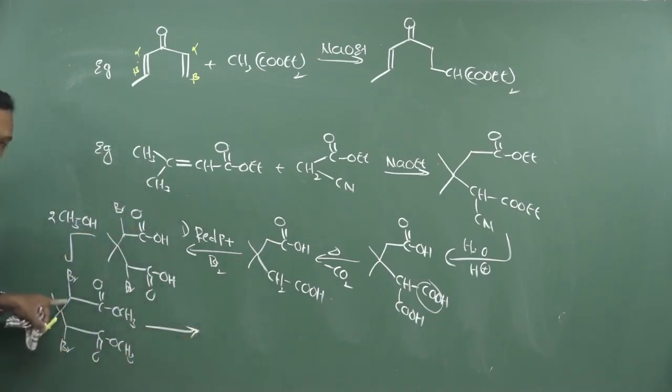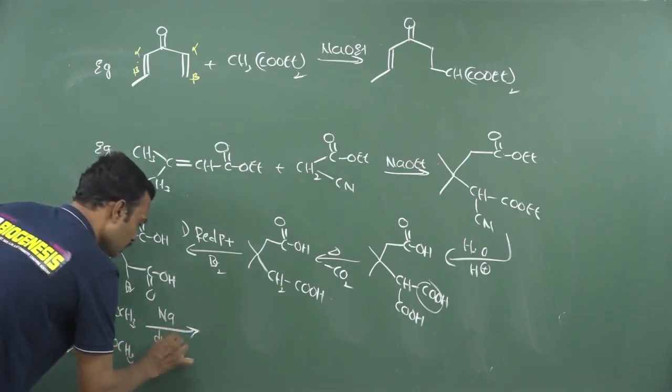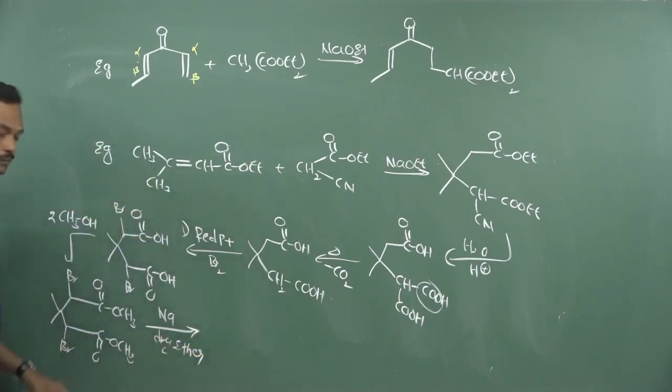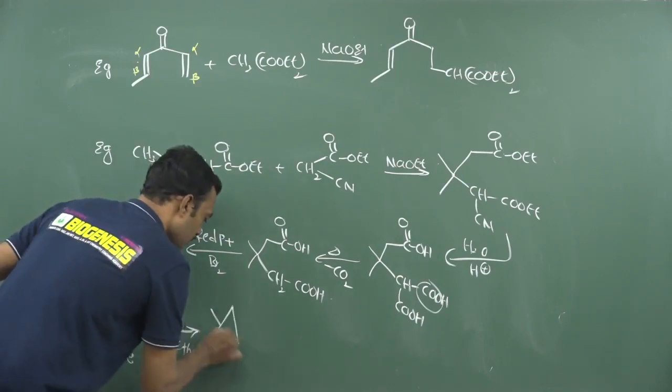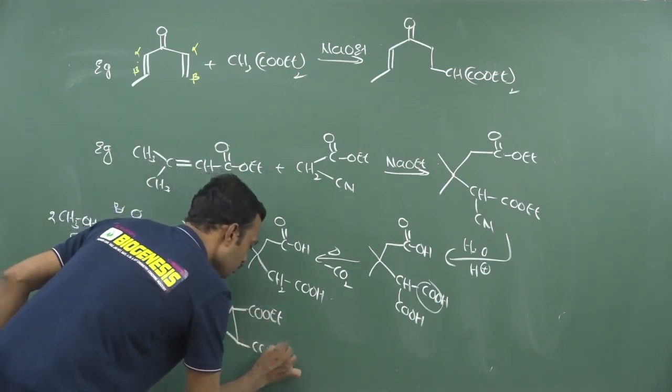Now after getting this dibromo, I would like to react it with sodium in dry ether. So can you guess what this reaction is? It is a Wurtz reaction. So remove these 2 bromines and put a 3-member ring here. So this is COOEt, and here COOEt like this.